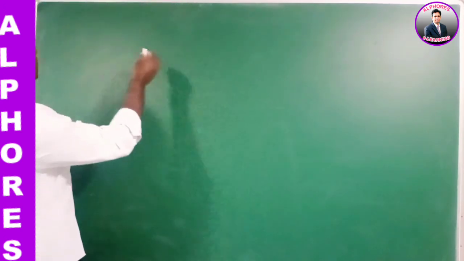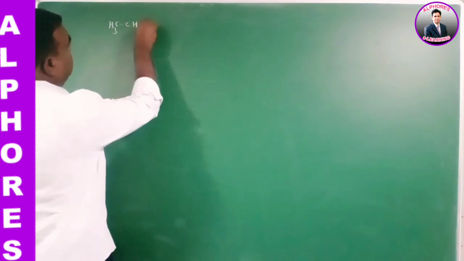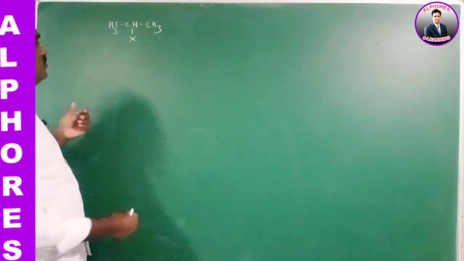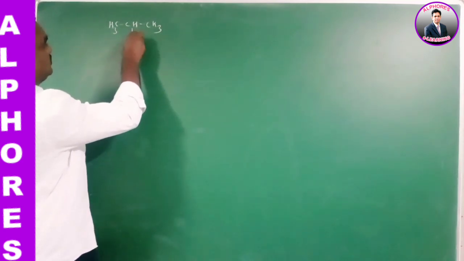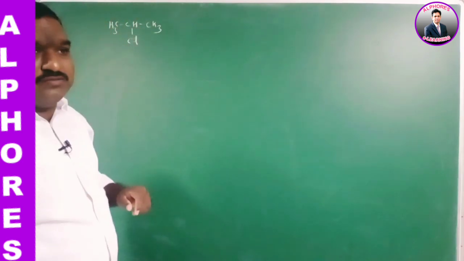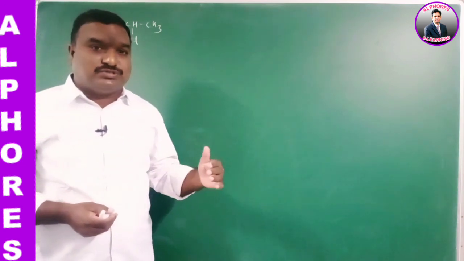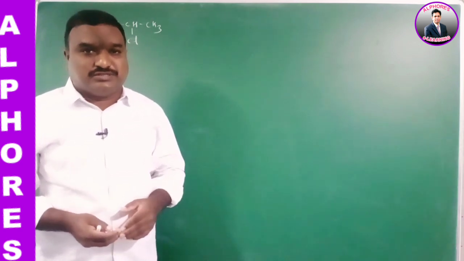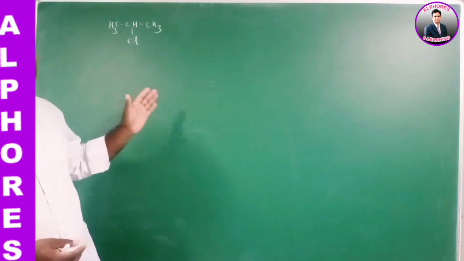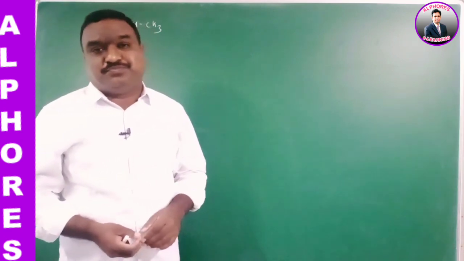So here secondary alkyl halide, for example, CH3, CHX, CH3 is given, where X is equal to chlorine. The given substrate is a secondary alkyl halide. Secondary alkyl halide may undergo SN1 or SN2 reactions. But how to decide whether the given substrate undergoes SN1 or SN2? It is based on the given reagent.